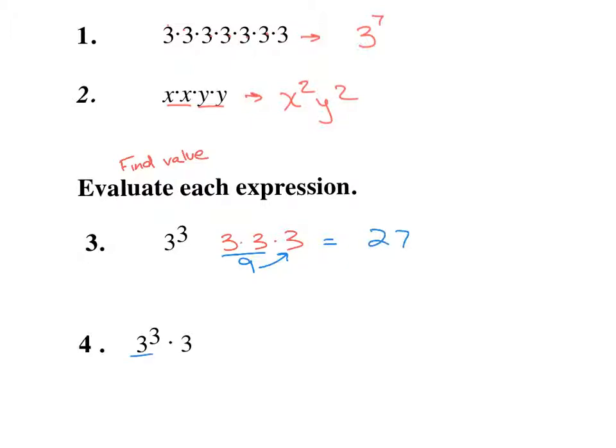3 to the third, as we just did, is 27. Times another 3, you're going to have to actually multiply 27 times 3. 3 times 7 is 21. 3 times 2 is 6, and 2 is 8. So it's 81.